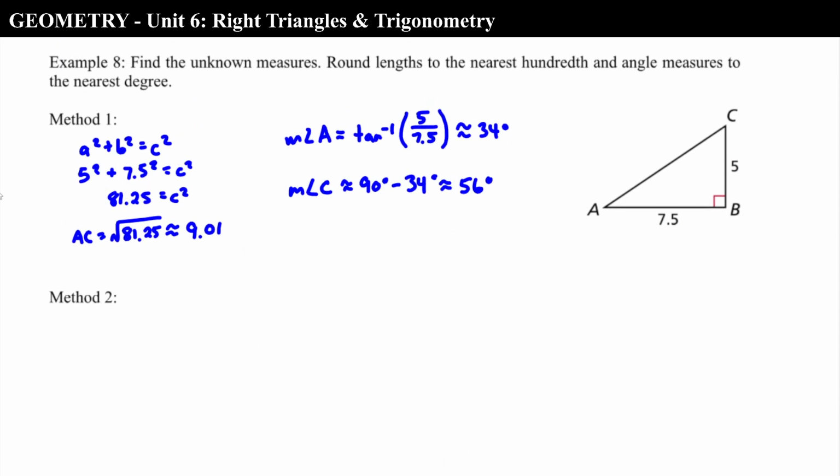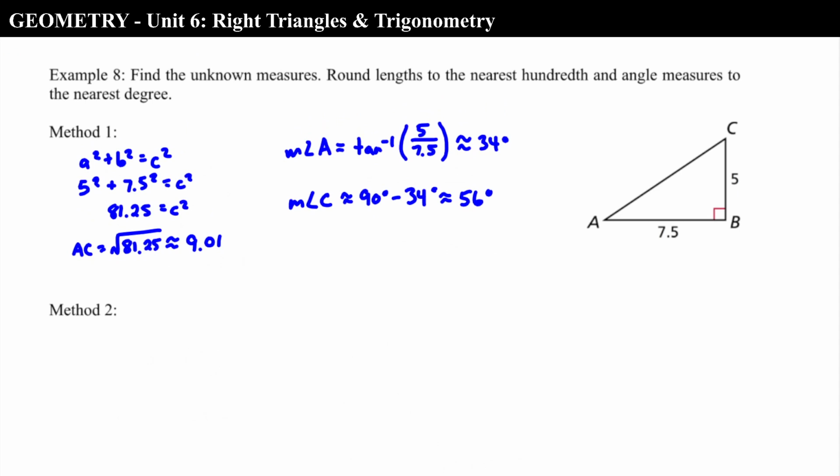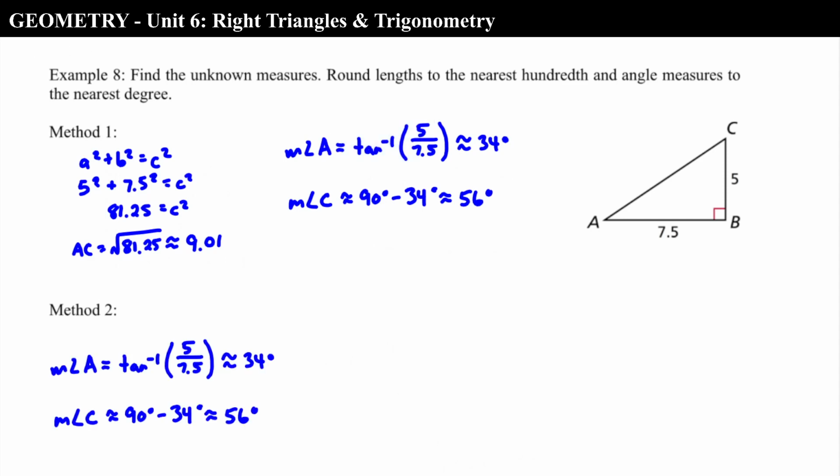Okay, so the work is going to look exactly the same. I'm just going to copy this and put it in. So all of that work is the same. We are now to the point where we can find our side length, our hypotenuse. And we're going to do it with trigonometry this time instead of the Pythagorean theorem. It's going to look a little more complicated, but I think you will be able to follow what's happening.